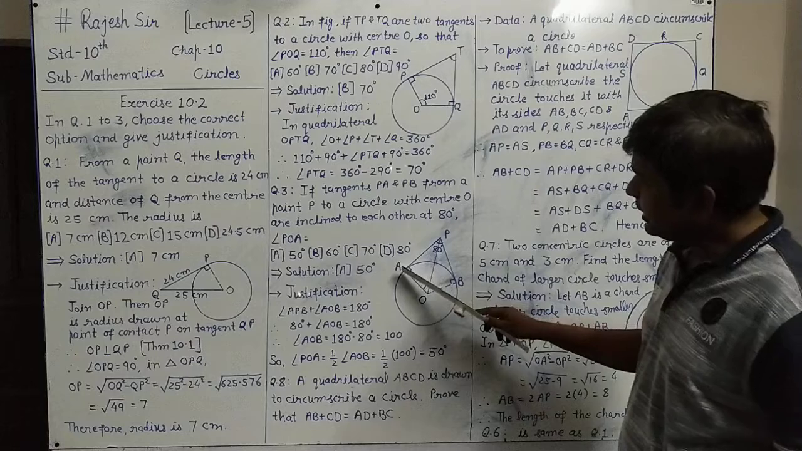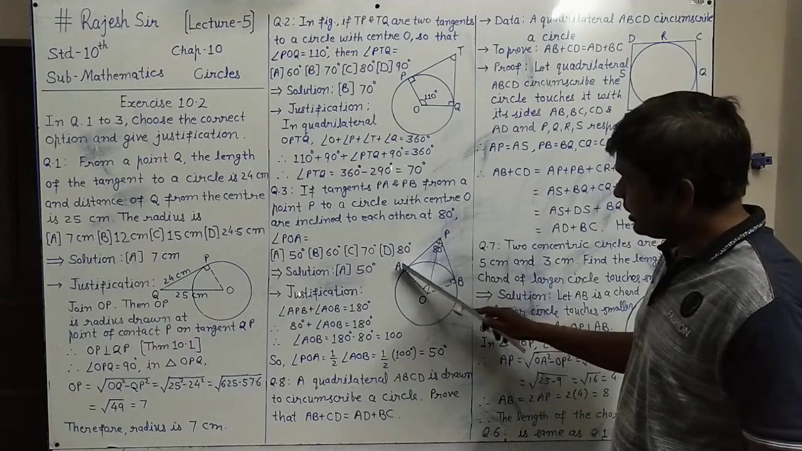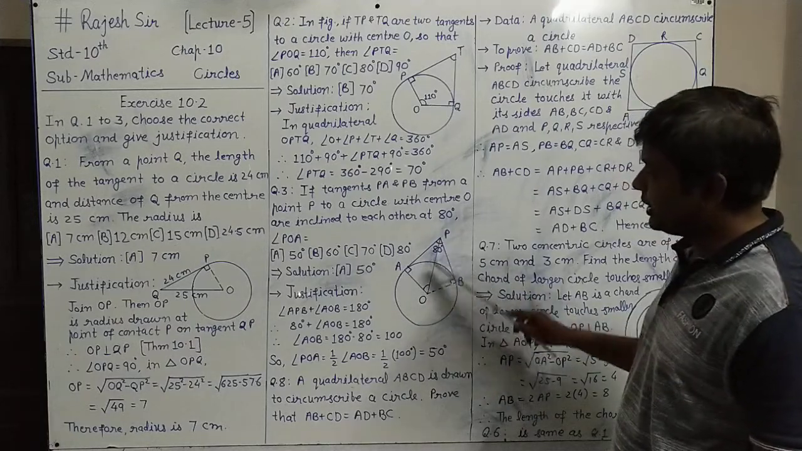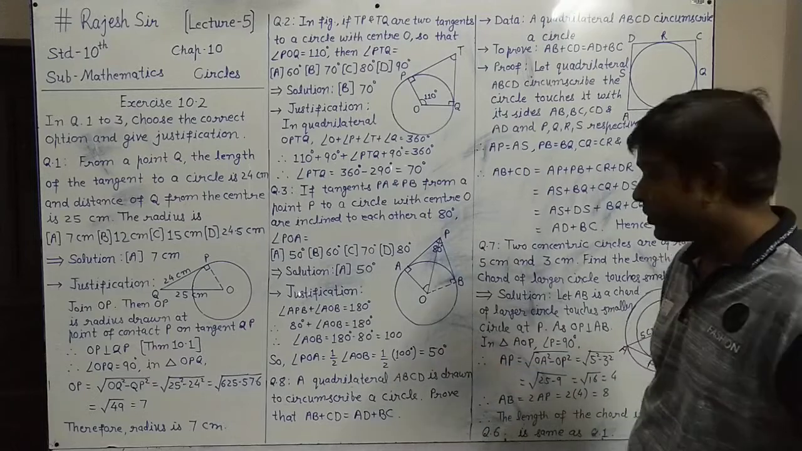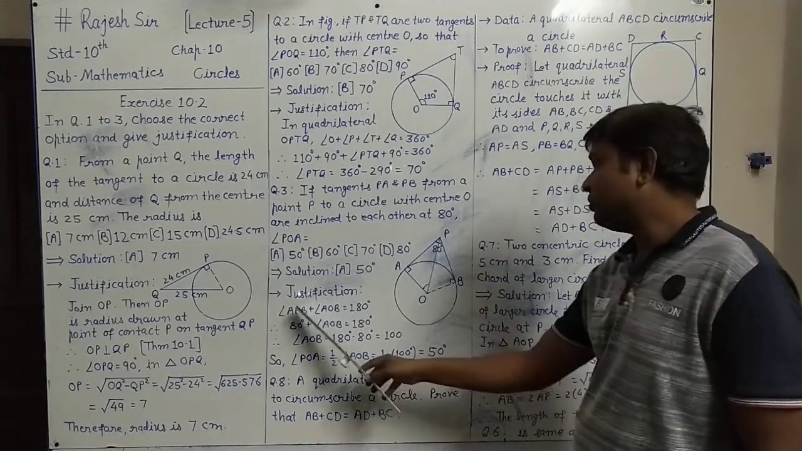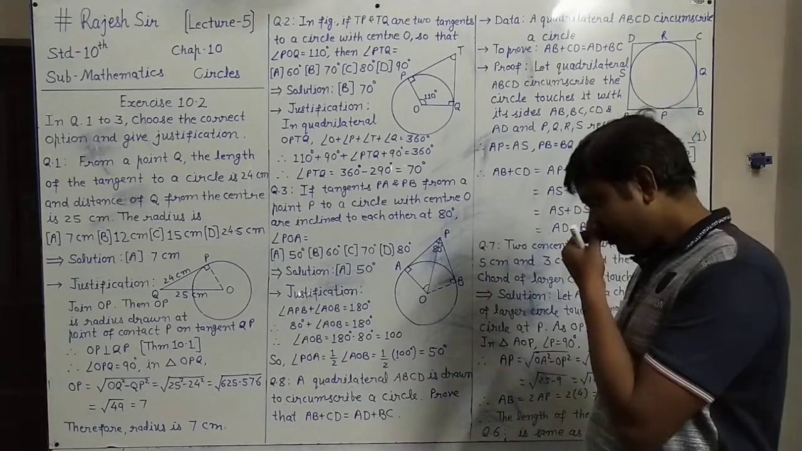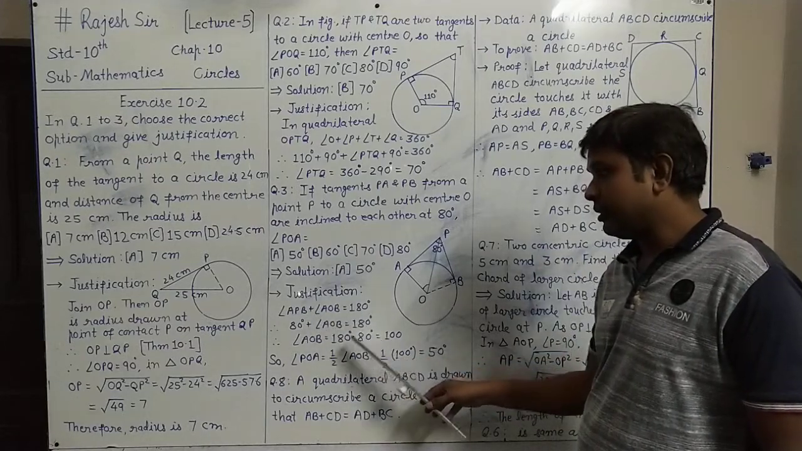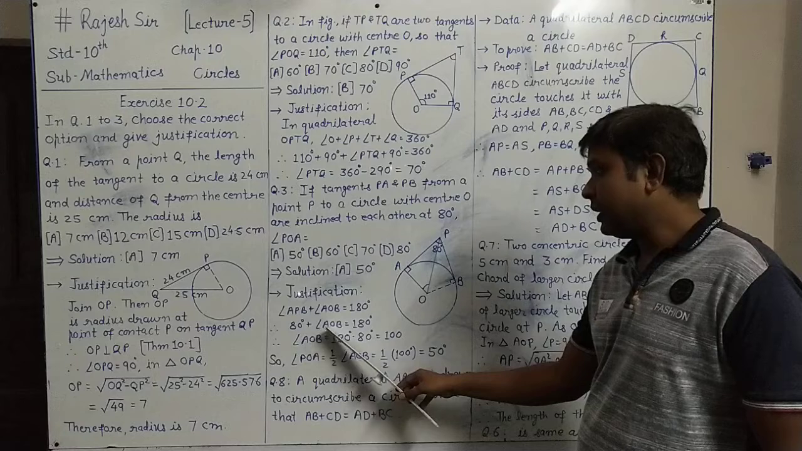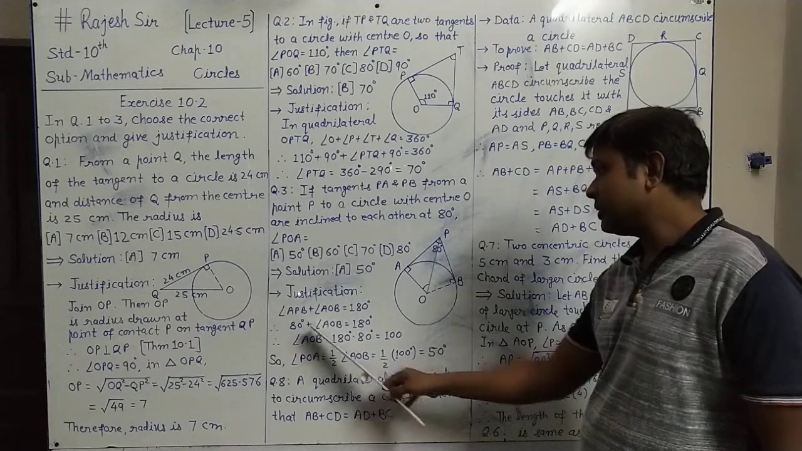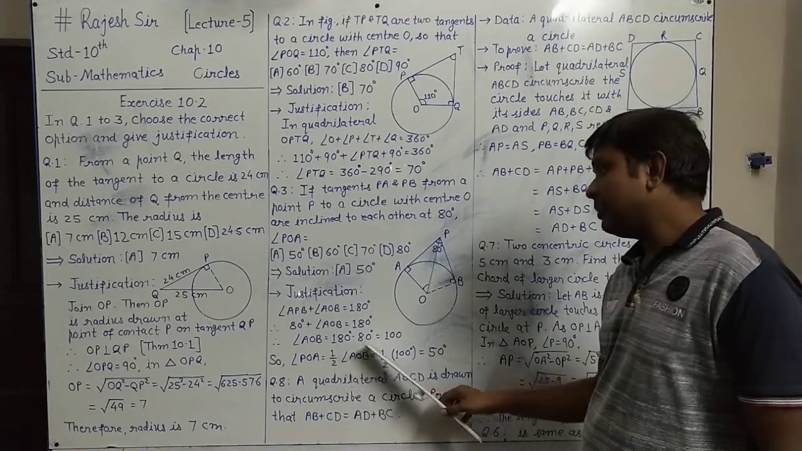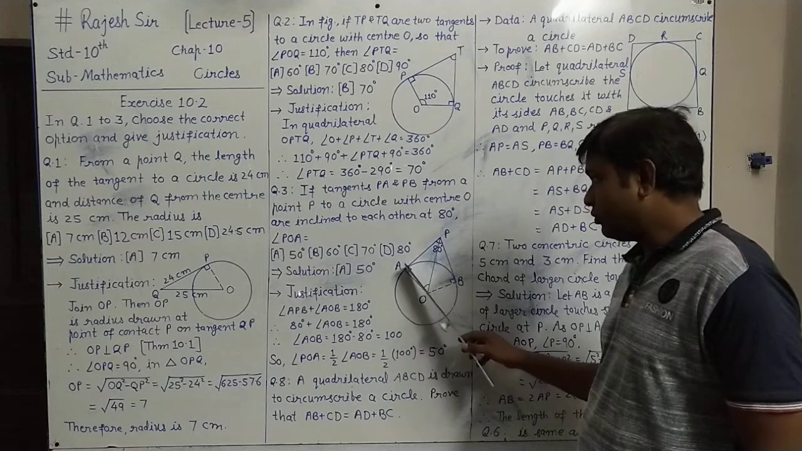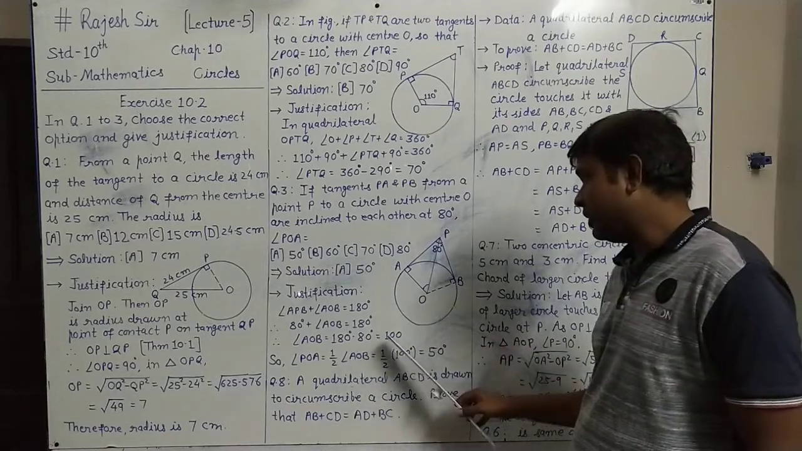So we can write directly: angle APB plus angle AOB, opposite angles sum, equals 180 degrees. In that, APB is 80 degrees, and angle AOB equals 180 minus this 80. 180 minus 80 is 100. So the full angle AOB is 100 degrees.